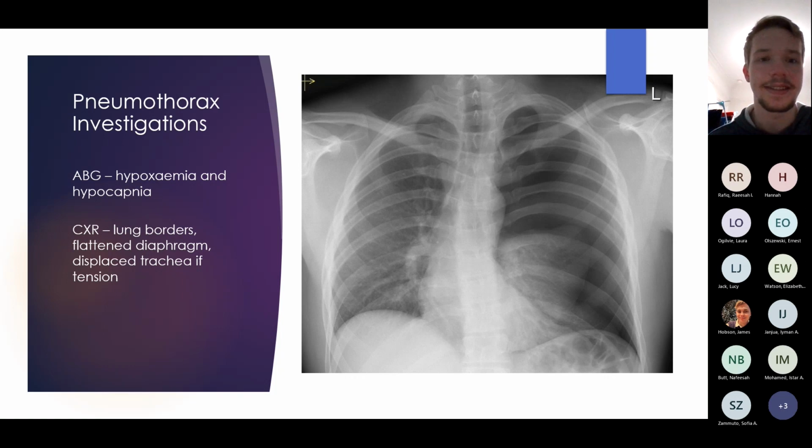There's no lung markings, and also the mediastinum. You can see the trachea has been deviated away from the side of the pneumothorax. So that'd be a chest X-ray for a tension pneumothorax on the left.